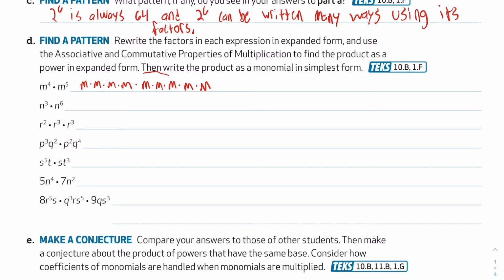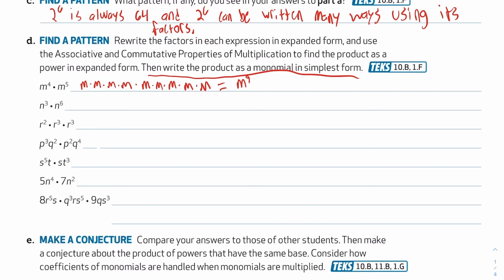Then write it as a product of a monomial in its simplest form. That means after you expand it, then simplify it like we did yesterday. That is 1, 2, 3, 4, 5, 6, 7, 8, 9 m's that are all multiplying together. So that's m to the 9th power. The next two are done the exact same way. The fourth one, though, is slightly different, so I will do the fourth one with you.